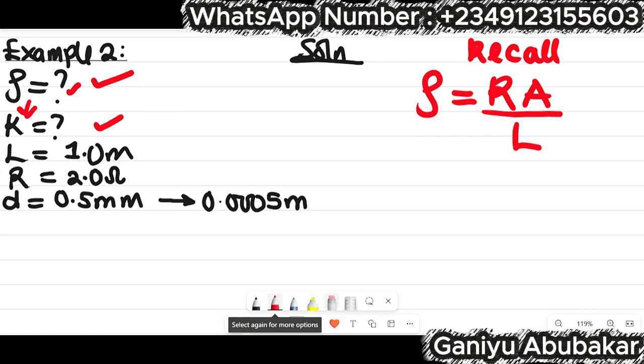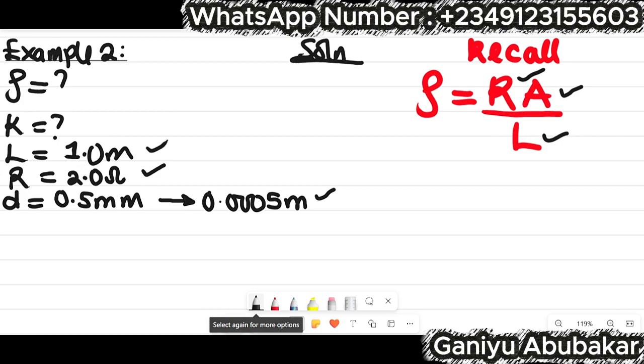Am I given R? Let me clear this away. If you check what you are given, is R known? Of course, R is known, resistance is known. Am I given area? Of course, area is not given, but I am given the diameter, so I can get area from the diameter. Am I given length? Of course, length is given as 1.0 meters. So let's first get the area. That's the only issue we're having here.